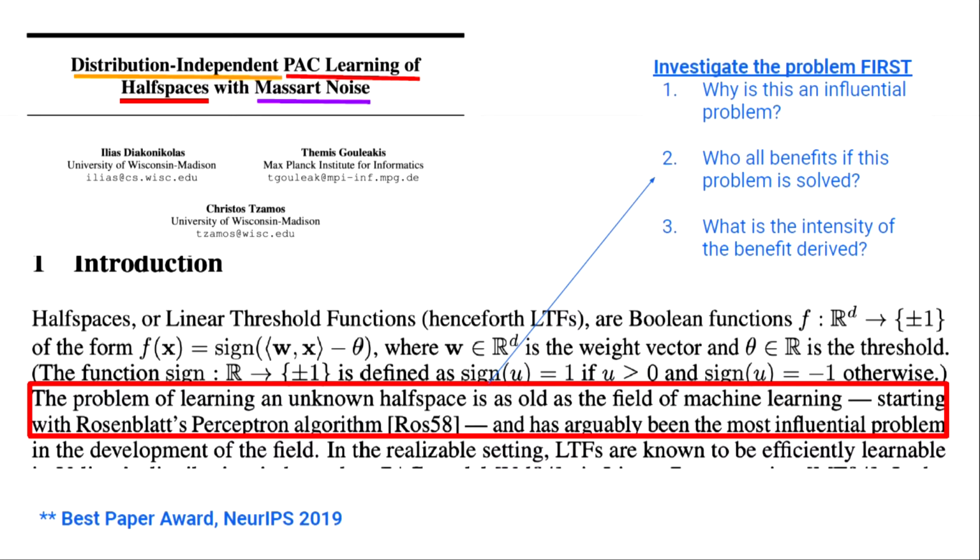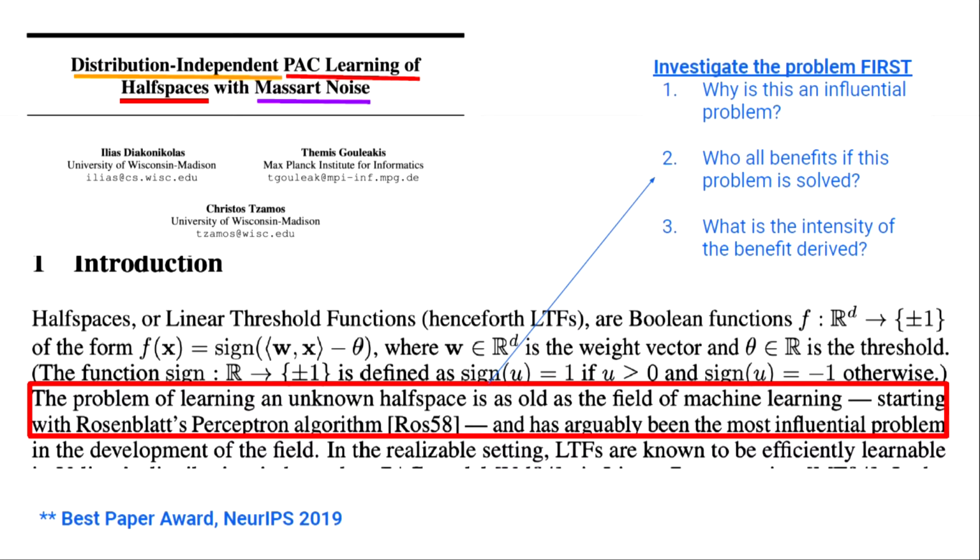So if you look into this section, it says that the problem of learning an unknown half space is as old as the field of machine learning, starting with Rosenblatt's perceptron. You know perceptron, right? The perceptron algorithm was in 1958, and has arguably been the most influential problem. So that's what they are starting with, right? You should not even go lower down. This is where you should ask questions. And these are the three questions that you should definitely ask over here.